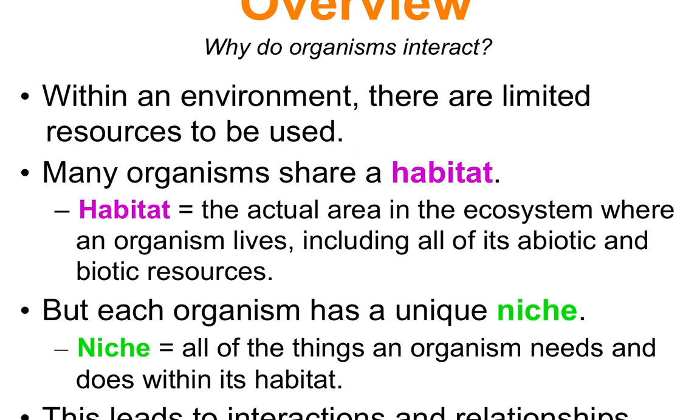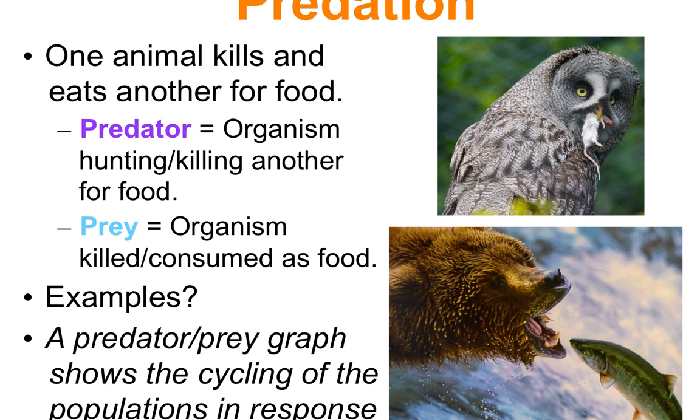Because these organisms need a certain amount of space and very specific things, this leads to interactions and relationships that occur between organisms. The first one is predation. One organism kills or eats another one in order to obtain calories for food. A predator is the organism that's doing the hunting or the killing, and the prey is the organism that is either eaten, killed, or consumed.